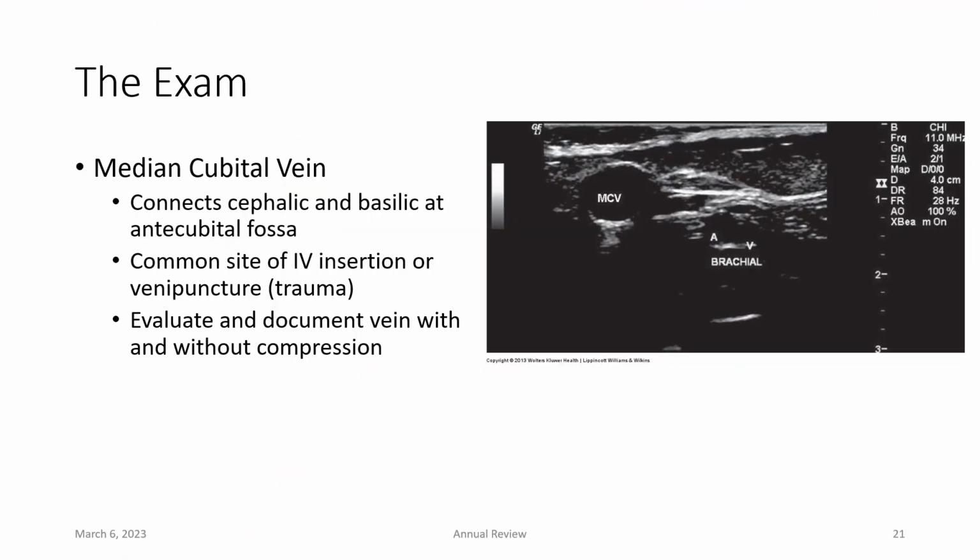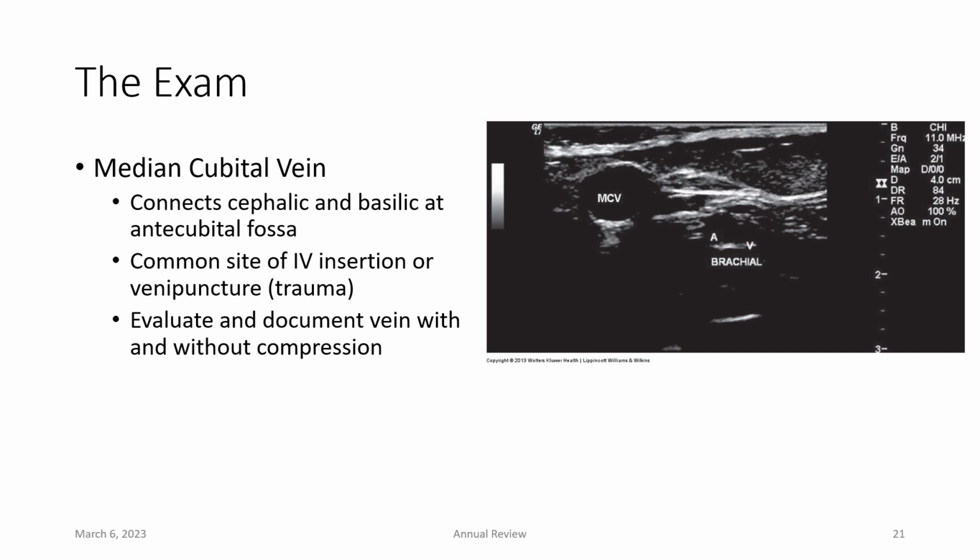So with your median cubital vein, you're going to want to assess it in B mode, compressing every 2 to 3 centimeters, and evaluating it, taking a representative image there in the cubital space. Now we know that on the medial side of the median cubital vein, we have the basilic vein. So that's going to be our next step.